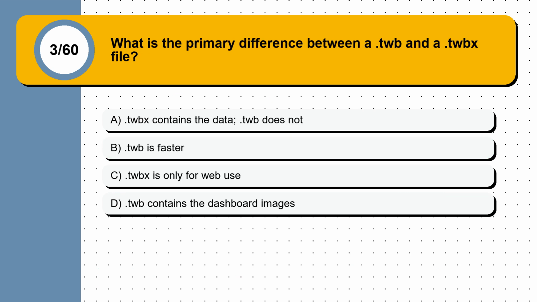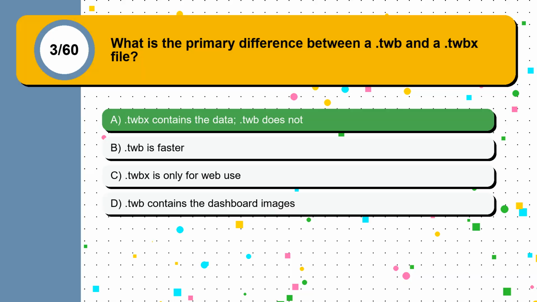Question 3. What is the primary difference between a .twb and a .twbx file? Option A. TWBX contains the data, .twb does not. Option B. TWB is faster. Option C. TWBX is only for web use. Option D. TWB contains the dashboard images.